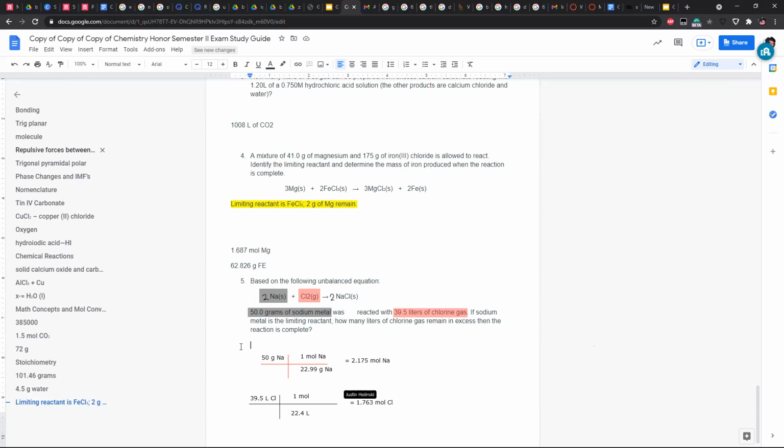So we get a result of 1.763. And then the units are going to be moles of chlorine. Sodium metal is the limiting reactant. How many liters of chlorine gas remain in excess when the reaction is complete? So we want to find the stoichiometric ratios first.